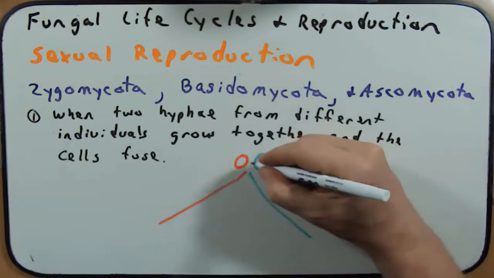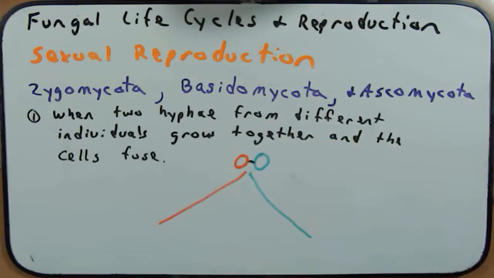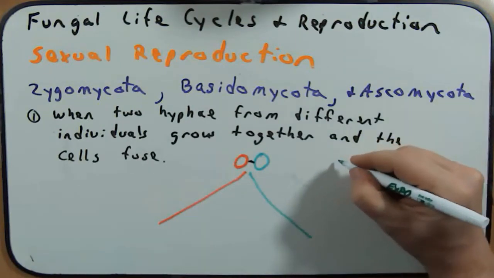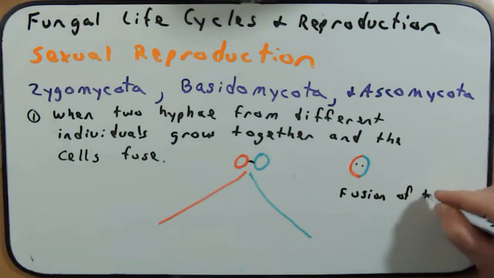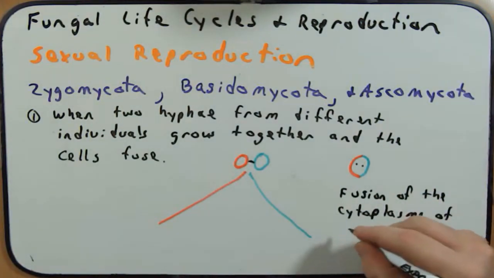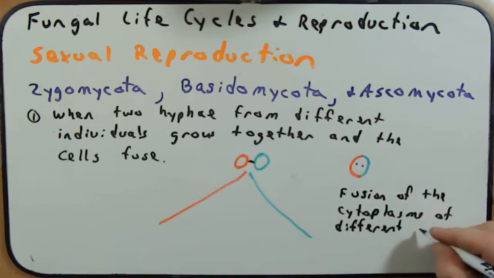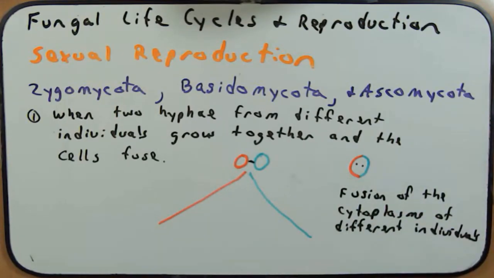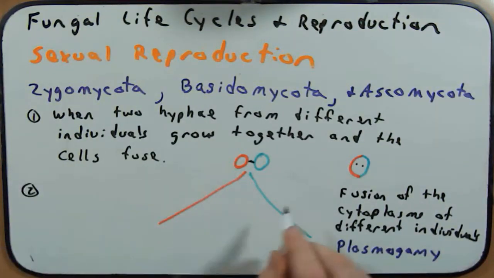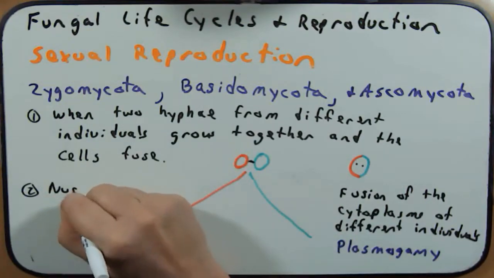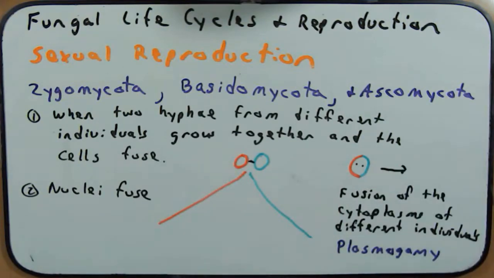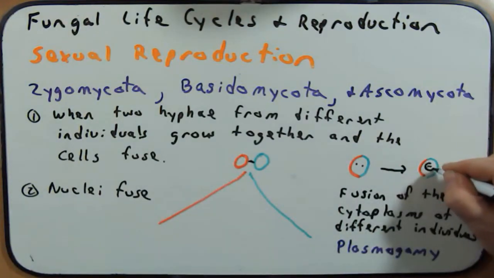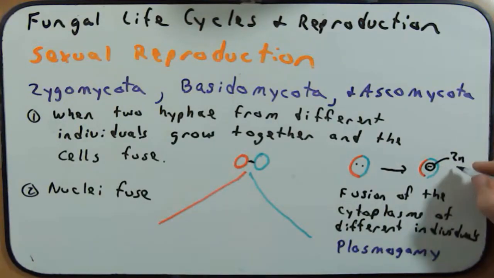And as they come together, they will fuse with each other. And you would end up with a cell that looks something like this. So this fusion of the cytoplasm of different individuals is called plasmogony. Then our next step is going to be when the nuclei fuse. So when this cell here undergoes nuclear fusion, the two nuclei come together forming a single 2N diploid nucleus.